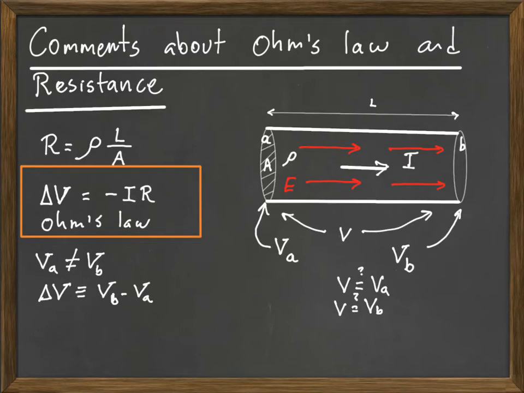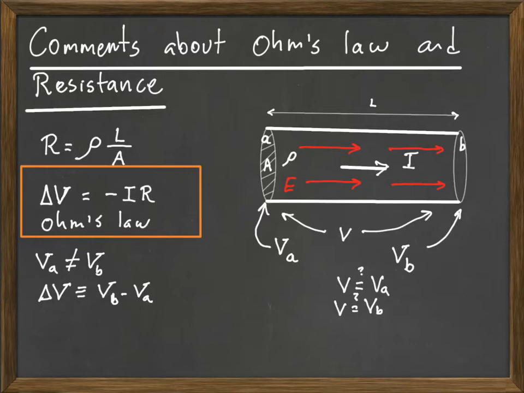V sub A and V sub B are different. If the two points in that wire were at the same potential, we wouldn't have an electric field, and therefore we would not have a current. There has to be a difference in potential across the wire. Therefore V sub A must be different from V sub B, and the important number that goes into Ohm's law is the difference between those two potentials.